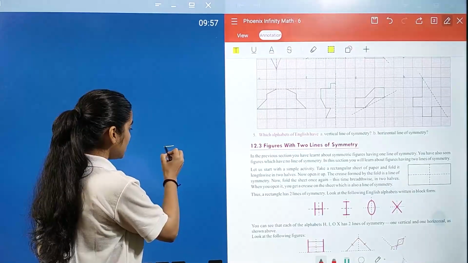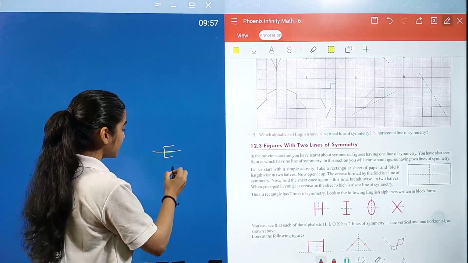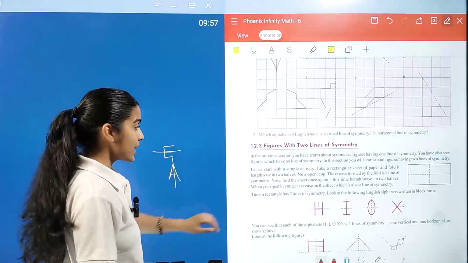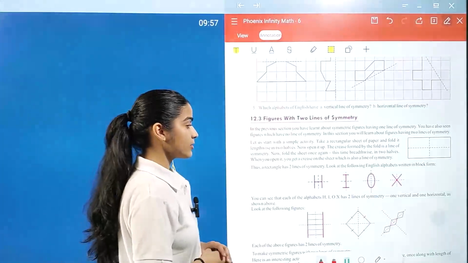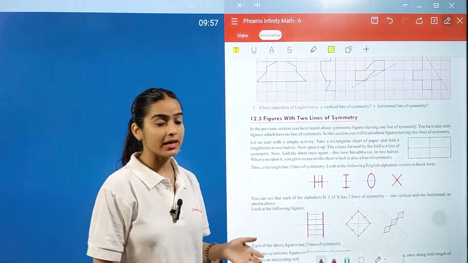So your E has a horizontal line of symmetry, and A has a vertical line of symmetry. Okay. Now, figures with two lines of symmetry. Now we are going to discuss those figures which have two lines of symmetry.